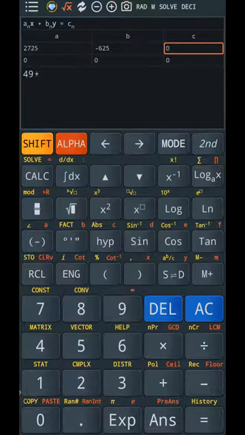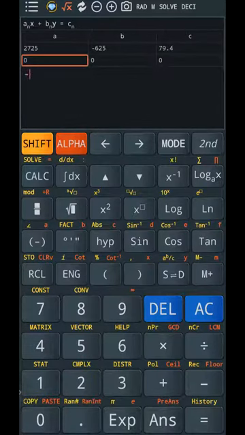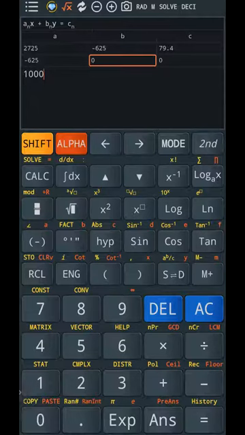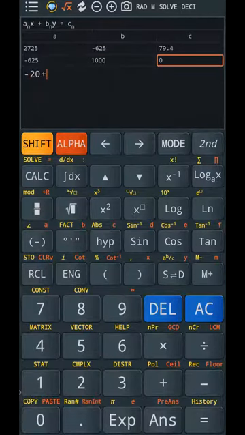plus 30.4. Then here we have minus 625, then here 1000, and here we have minus 20 plus 9.2. So this we entered, and now we will solve it.